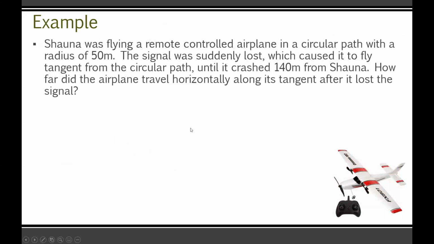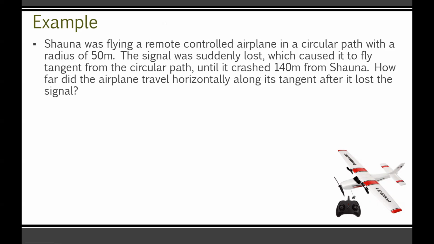Here we go. Next example, Shauna was flying a remote-controlled airplane in a circular path with a radius of 50 meters. The signal was suddenly lost, which caused it to fly tangent from the circular path until it crashed 140 meters from Shauna. How far did the airplane travel horizontally along its tangent after it lost the signal? Pause the video here, give this one a try. You'll want to jot a picture down on this one, believe me.